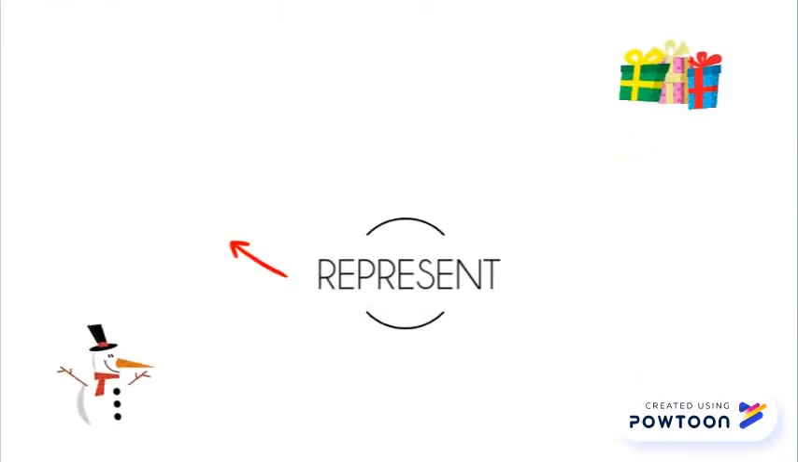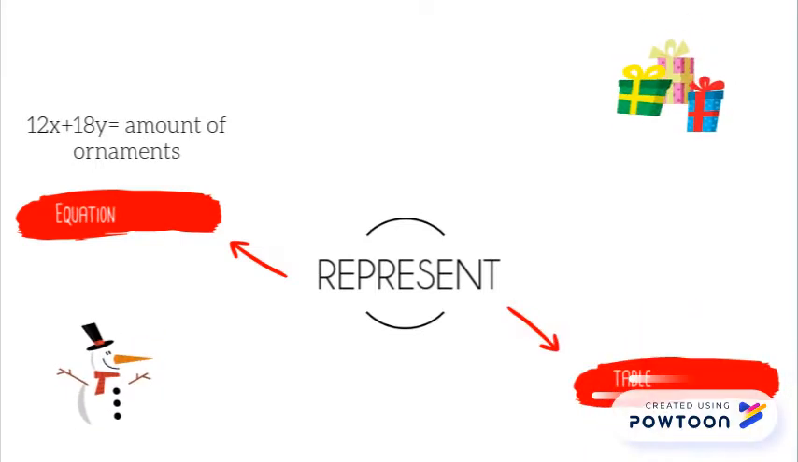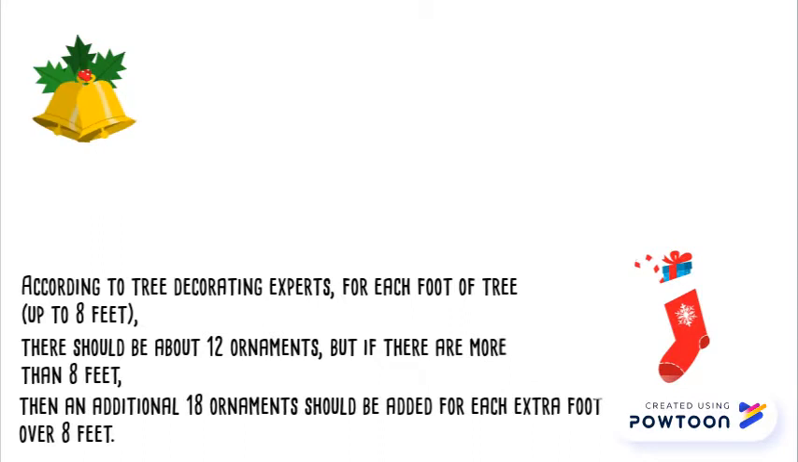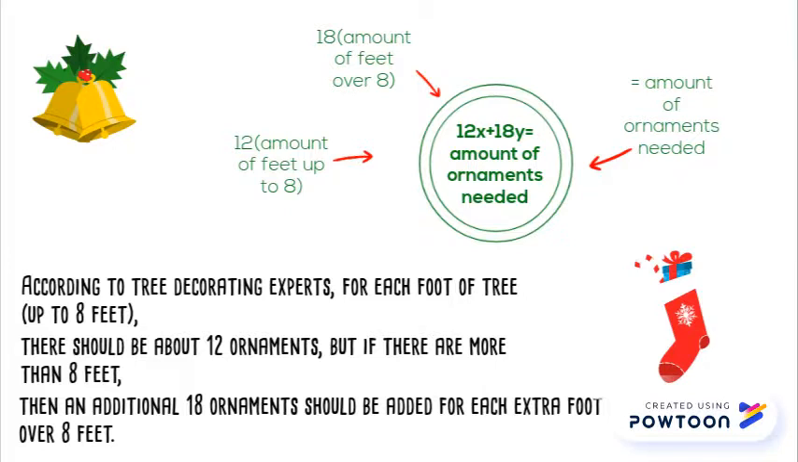We found two ways to represent our model, both through an equation and also through a table of values as shown here. According to tree decorating experts, for each foot of tree, up to 8 feet, there should be about 12 ornaments. But if there are more than 8 feet, then an additional 18 ornaments should be added for each extra foot over 8 feet, making the equation 12x plus 18y equals the amount of ornaments needed.